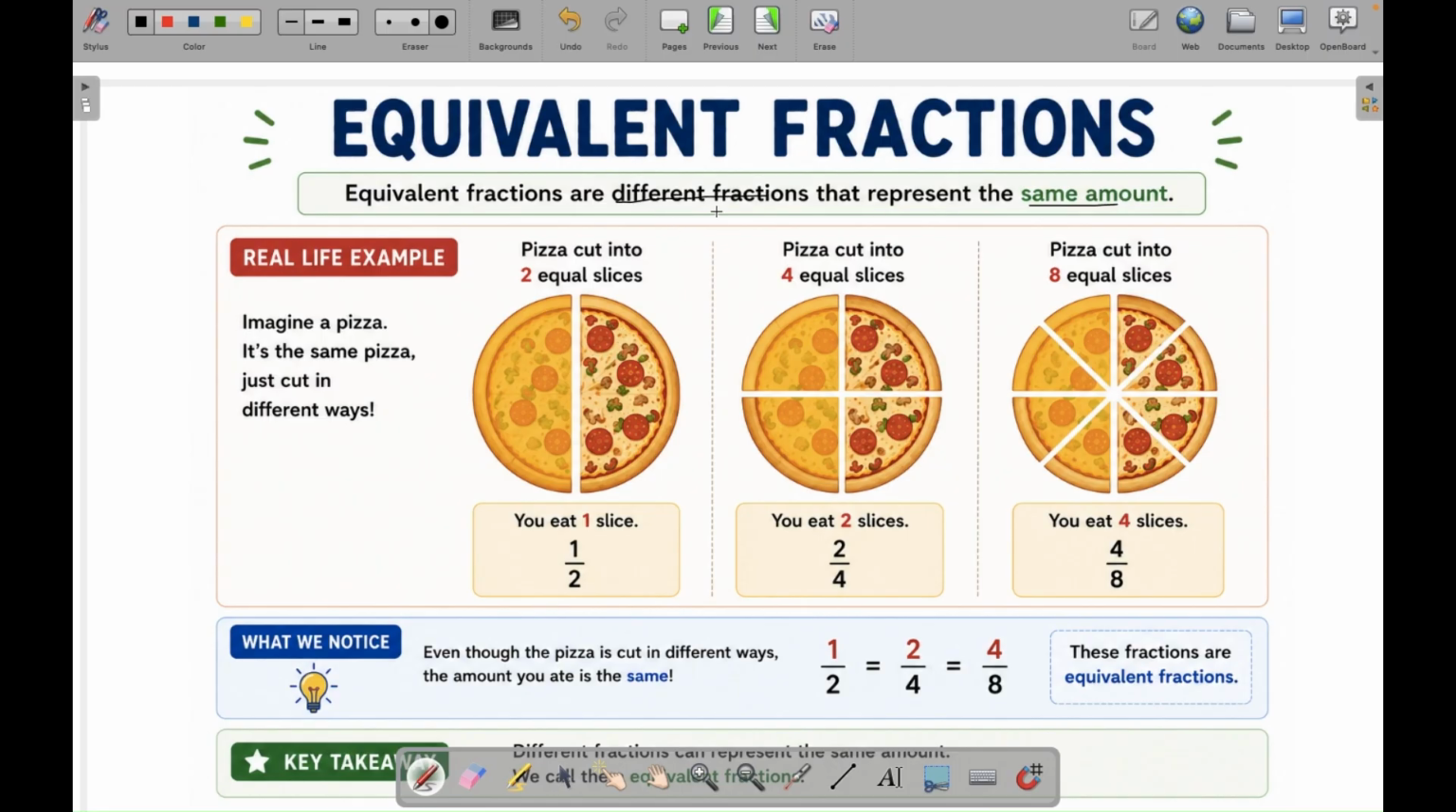Why are they different fractions? Because the numerator and denominator are different. And why do they represent the same amount? Through this example, we saw that the amount of pizza that I ate is not changing. It remained the same although the fraction changed.